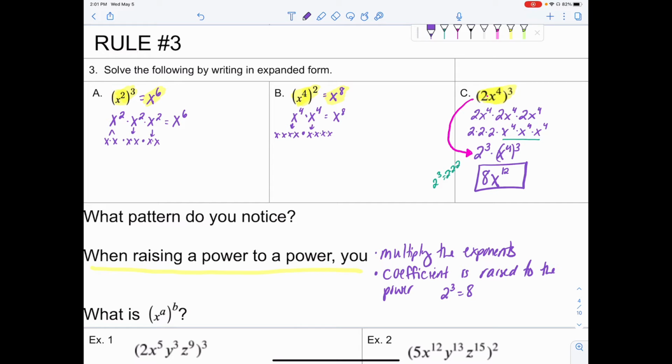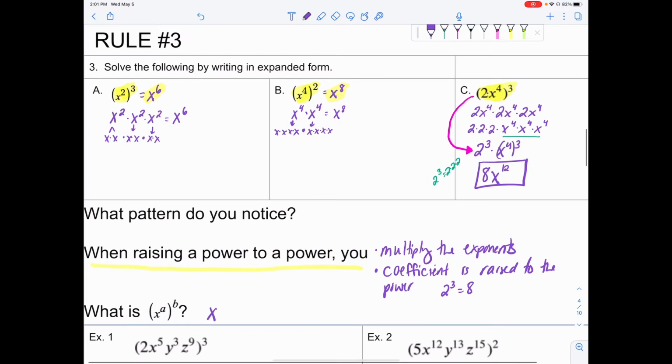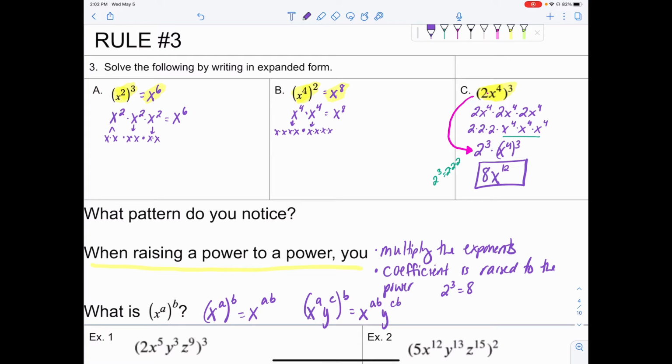So 2 is raised to the 3rd power to give us the 8. So when we have a power like x to the a and we're raising it to a power, we're going to multiply those exponents. And then also when we have more than one factor in that product, each factor gets raised to the power. So in this case, we would have x raised to the power ab, and we would also have to raise y to that power as well.